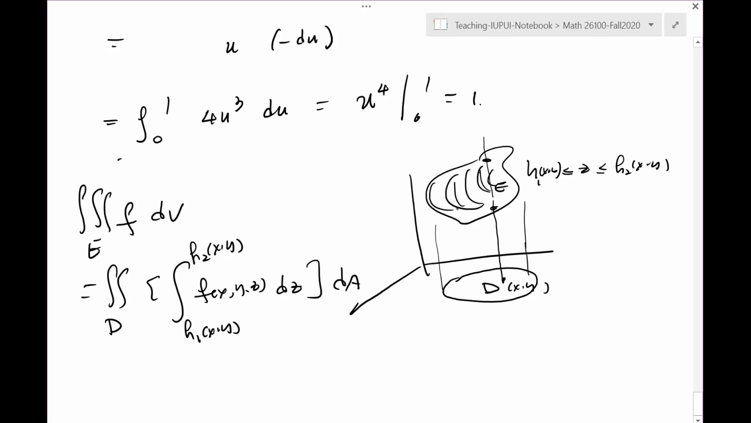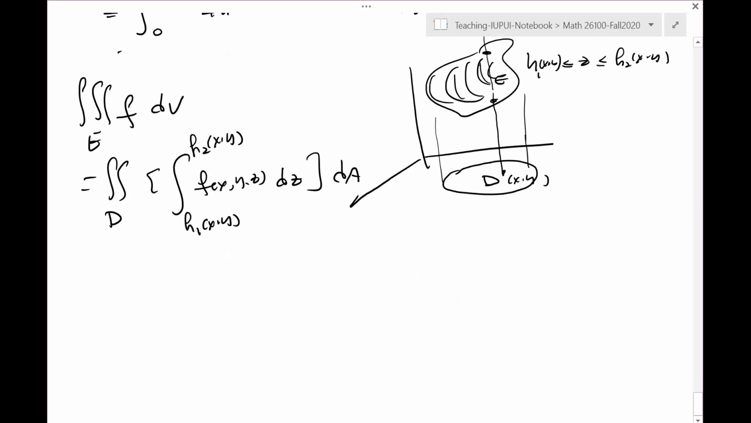In general, especially when the region is inside a cylinder, you should do this first. You cannot write down three iterative integrals in one step, especially when the region is inside and bounded by a cylinder.